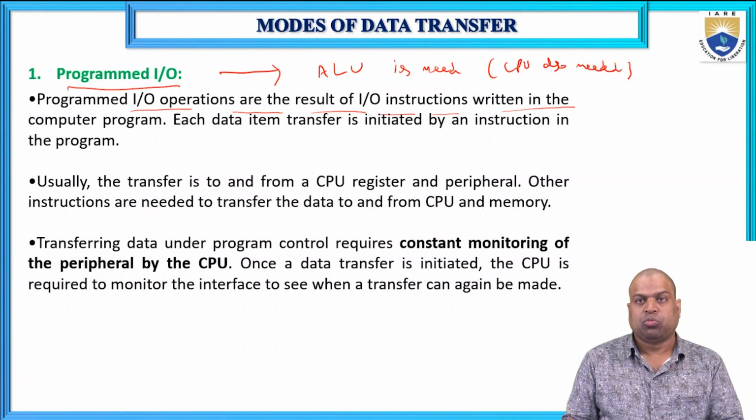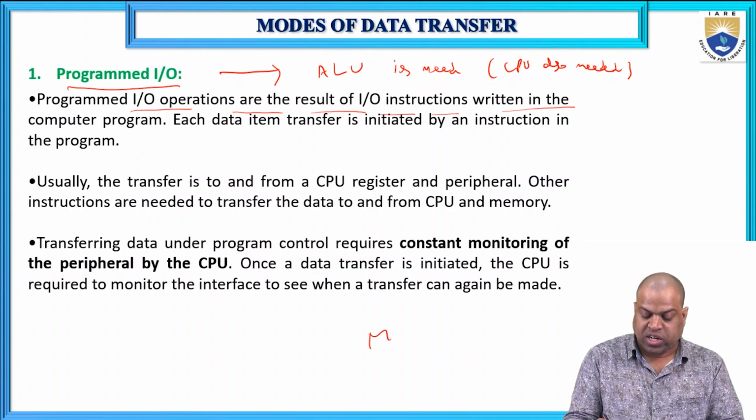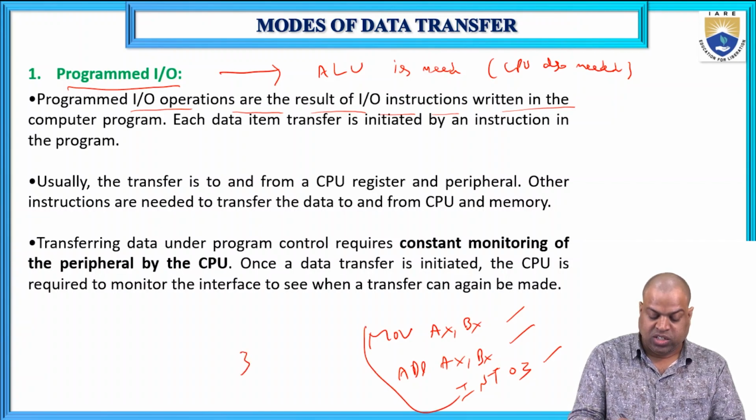Programmed input output operations are the result of input output instructions written in the computer program; each data item transfer is initiated by an instruction in the program. Suppose I have to write MOV AX, BX; ADD AX, BX; INT 03. Example I am taking here. So MOV AX, BX, ADD AX, BX, INT 03: I am giving three instructions, maybe I am taking as a program.